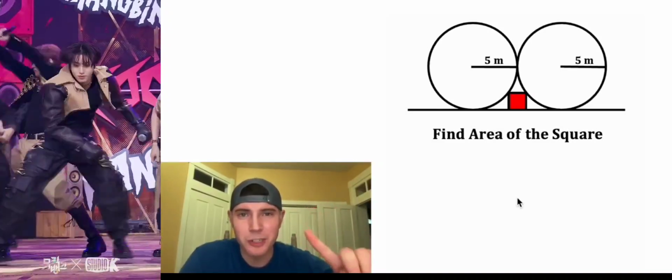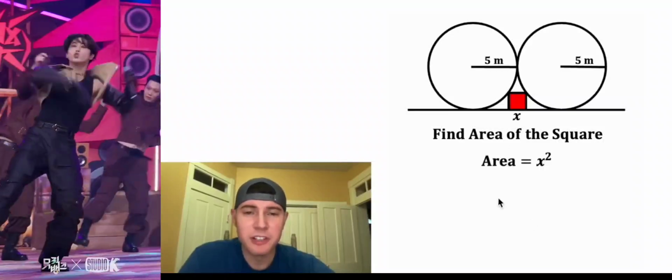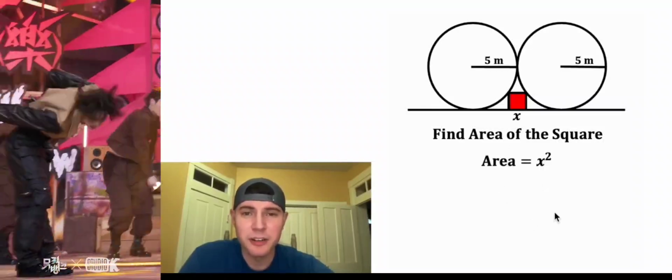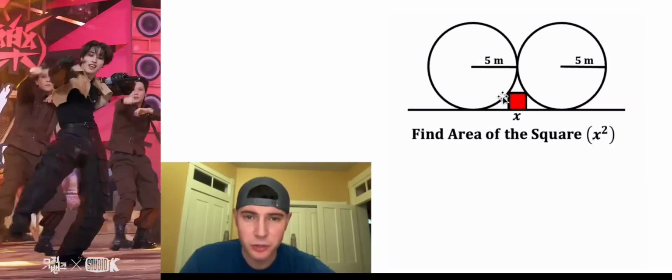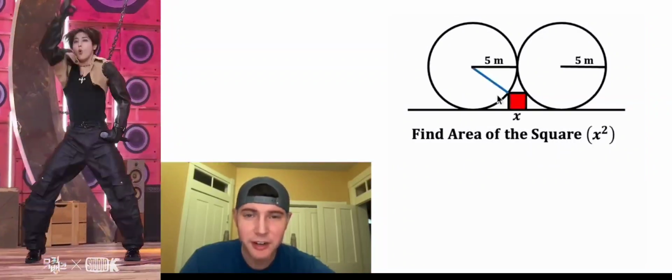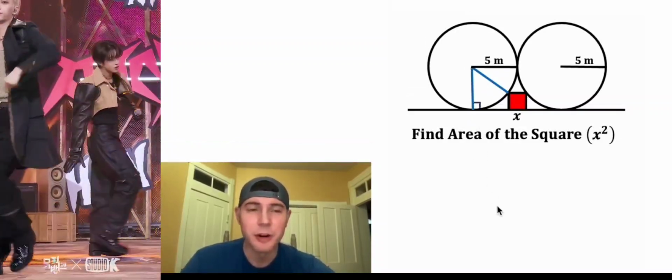3, 2, 1. First step, I want to label the sides of this square x. So the area we're going to solve for is going to be x squared. And let's stick that right over here. Next, let's draw another radius from the center of this circle to the intersection point right here. And let's draw another radius from this point here to this tangent point. And that's going to be at right angles.